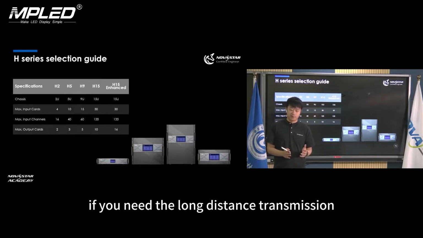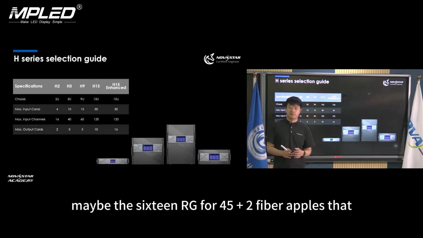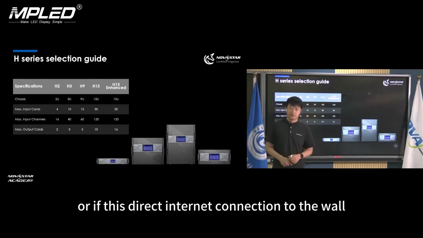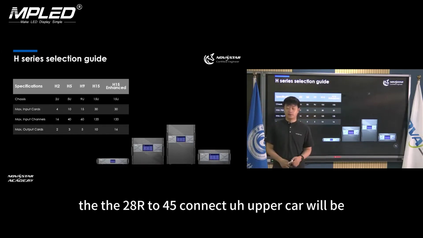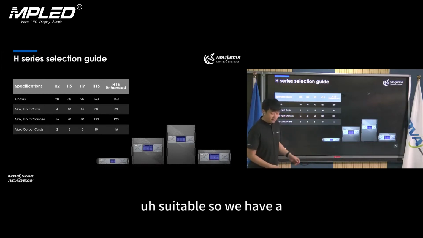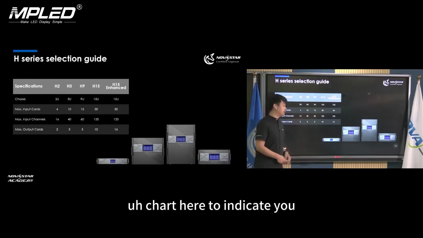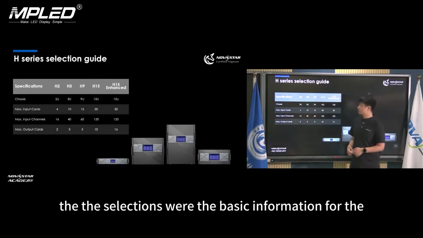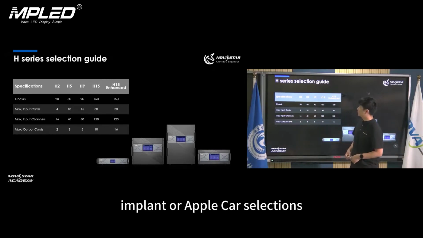what type of output cards you need. If you need the long distance transmission, maybe the 16 RJ45 plus 2 fiber outputs, that kind of card is more suitable. Or if there's a direct Ethernet connection to the wall, the 20 RJ45 output card will be suitable. So we have a chart here to indicate the selections or the basic information for the input and output card selections.